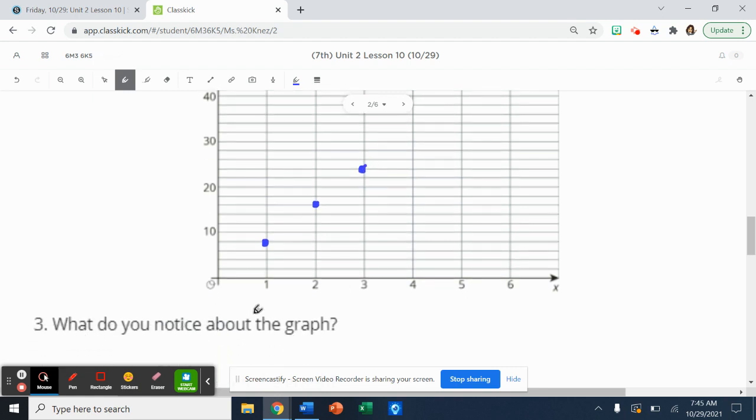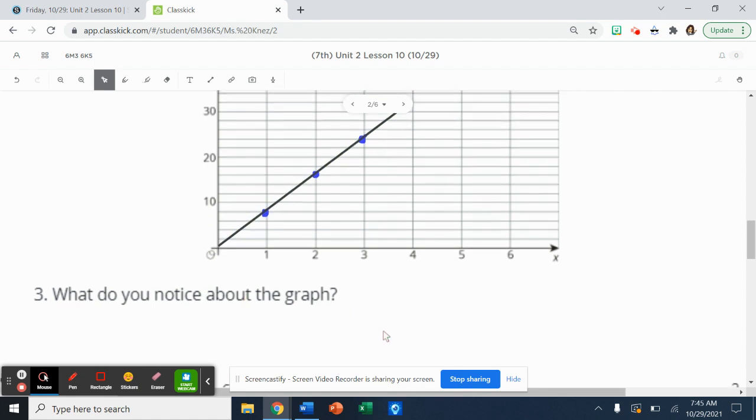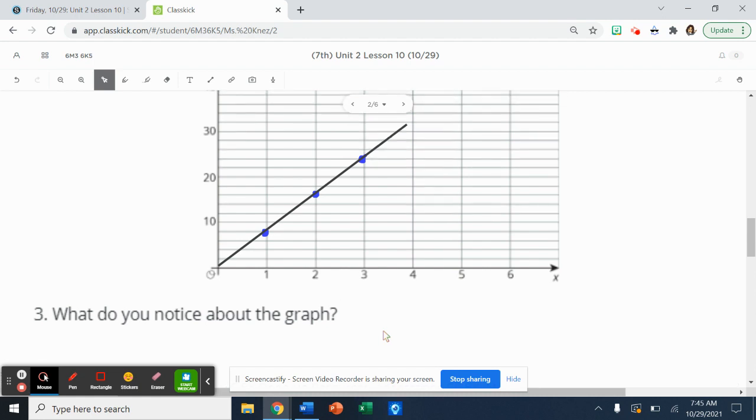Question 3 says, what do you notice about the graph? Go ahead and pause this video and answer question 3. There's no right or wrong answer to question 3, but one thing I want to point out is that the graph points are moving in a straight line. We could draw a straight line through all of the points to connect them. We'll talk more about what that means, but it's something I want you to notice here.